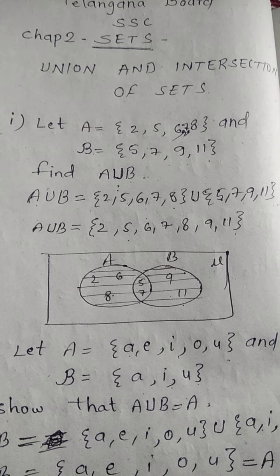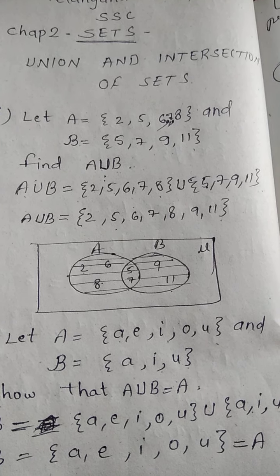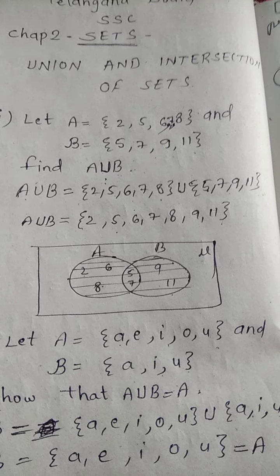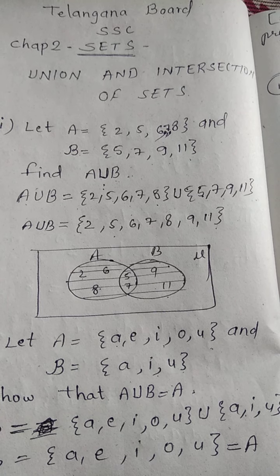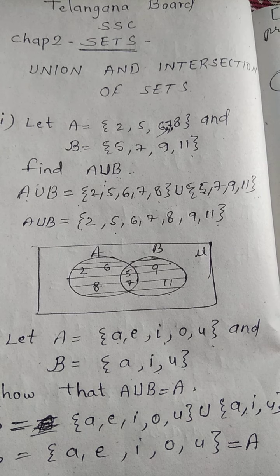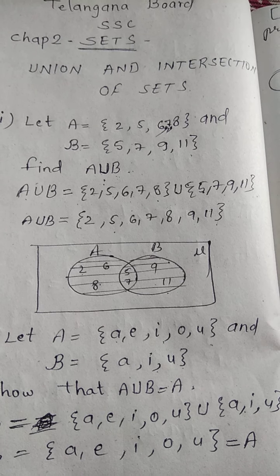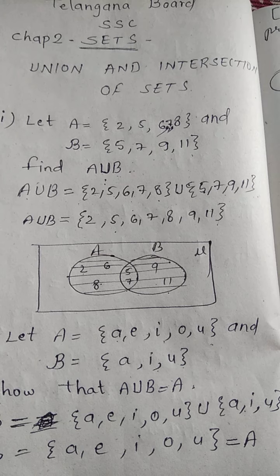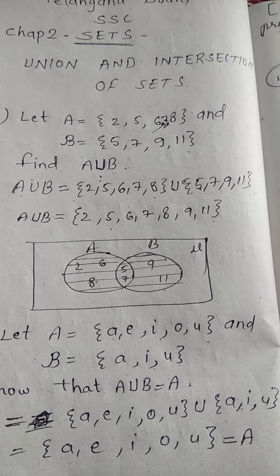Before starting the explanation, I want to tell what is union and what is intersection. Union is nothing but combining the elements of two sets and writing as a single set. An intersection is the set of common elements. Which are the elements which are present in both the sets? They are called common elements, and we have to write these common elements in a single set, that is called the intersection of two sets. So let us start.